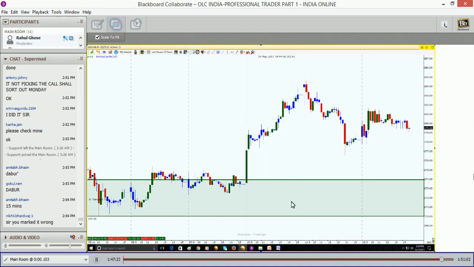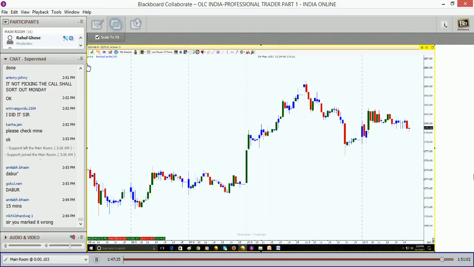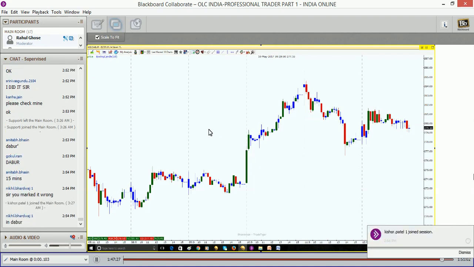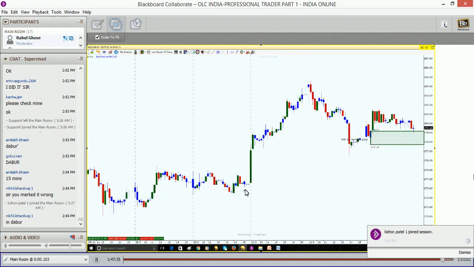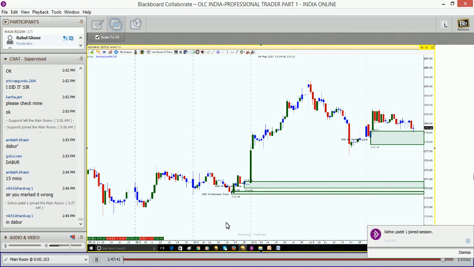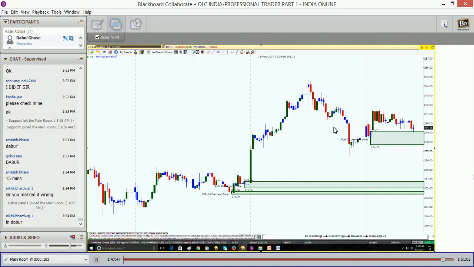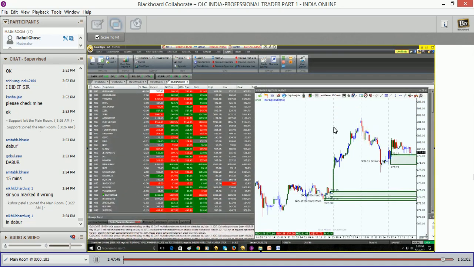Dabur 15 minute. We had one level over here. This one. Okay, now it is tested, but at that time it wasn't. We had one level over here, and we had one level over here. These were the three levels in Dabur. Great, guys. So I think we are more or less good to go with respect to our zones.